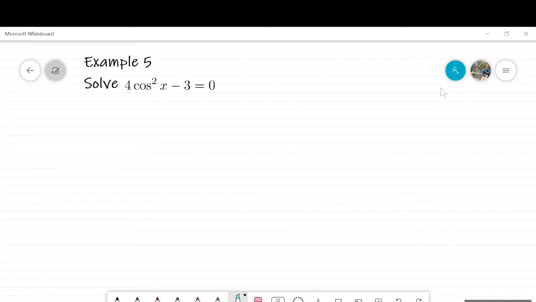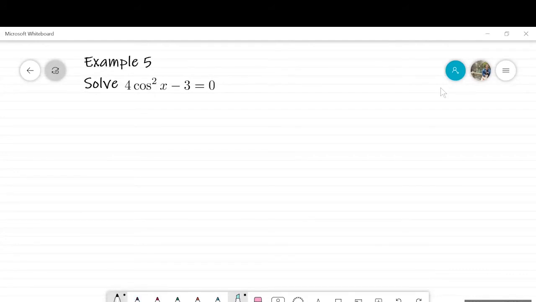Okay, so example 5, we want to solve this equation. It's kind of similar to the last one that we did. What I would recommend doing is, even though this is equal to 0, I would notice this is not a perfect square. So there's two approaches you can take here, and I'll walk you through both.